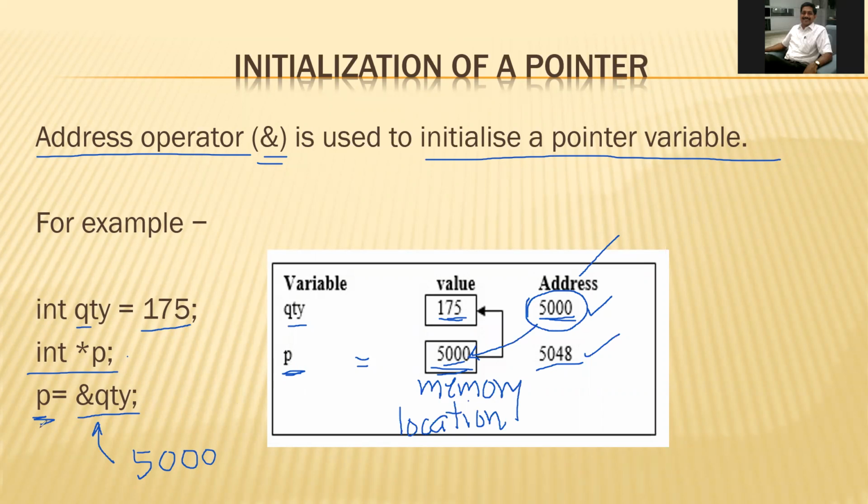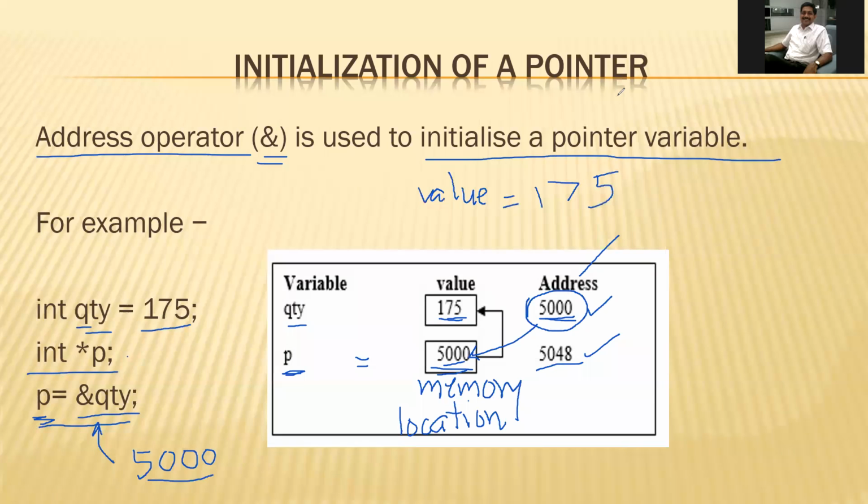So p is holding ampersand quantity. What is ampersand quantity? Ampersand quantity is 5,000. And the value of the variable quantity is 175. That can be achieved by using this pointer variable.